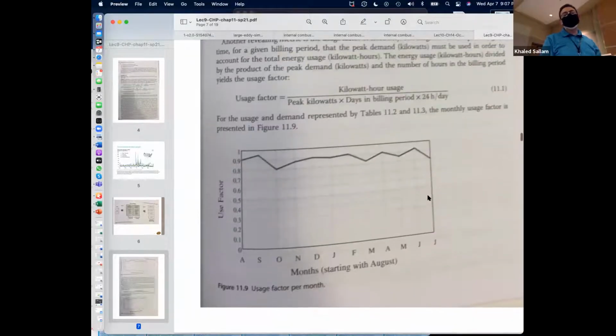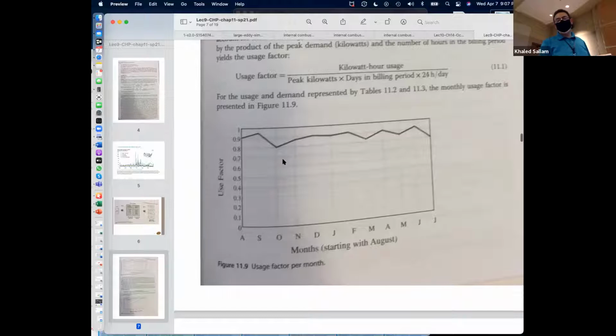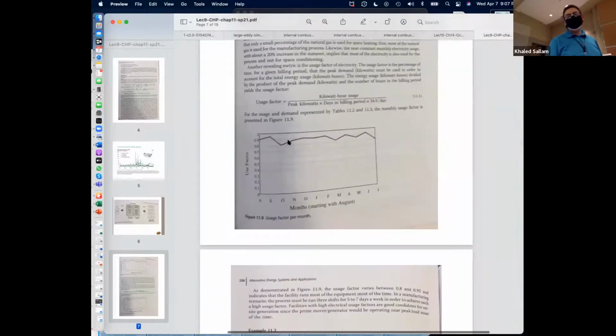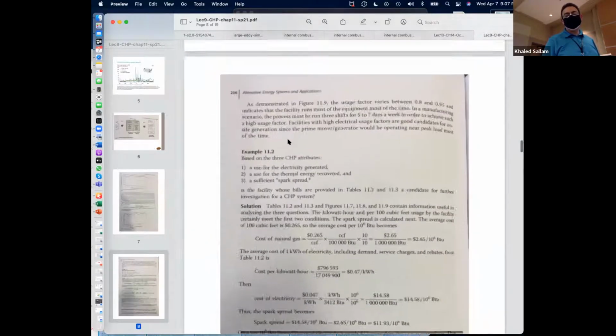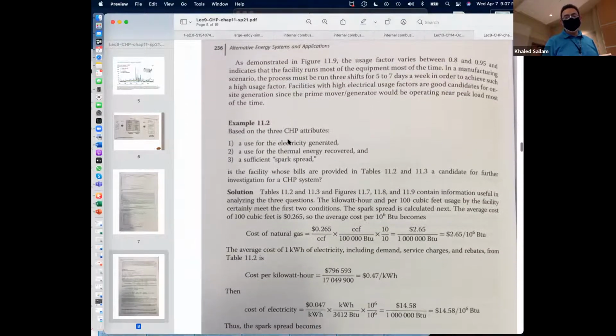So we need a big spark spread so that we make our money back. We need a load and a heat. We need both of them so that we can benefit from running our own plant. And we need to be a little bit consistent so that we can run our equipment efficiently all the time. Usage factor should be close to 1. If we are very small on this, that means we're going to buy our equipment and sit next to it, and it will run very little.